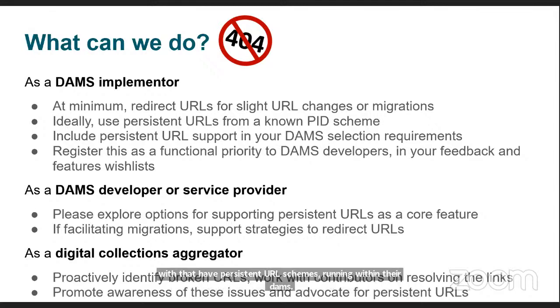So if you're shopping for a new DAMS, include persistent URL support in your requirements when evaluating and selecting a platform. And if your current DAMS doesn't support it, let your developer know through your feedback to their surveys and/or in communicating wish list feature requests to them.